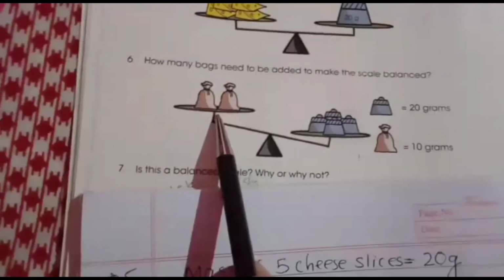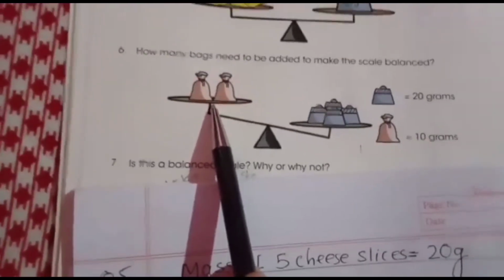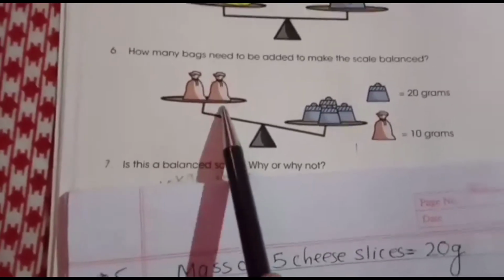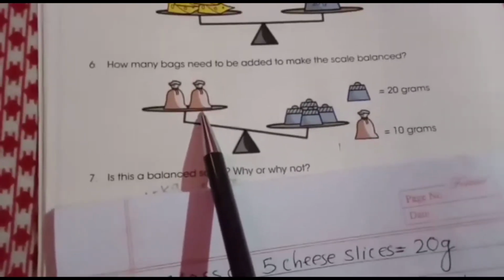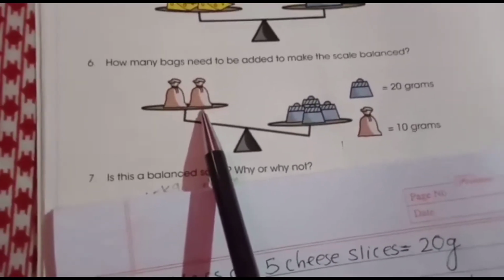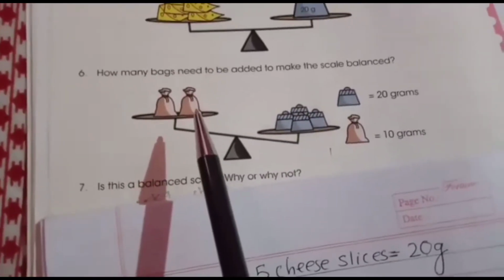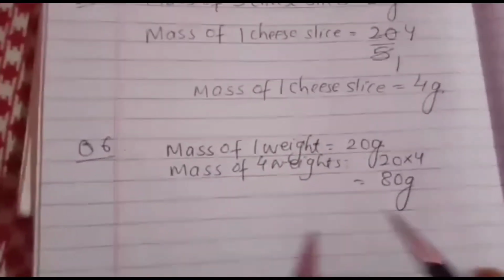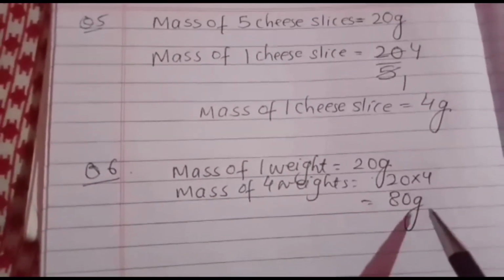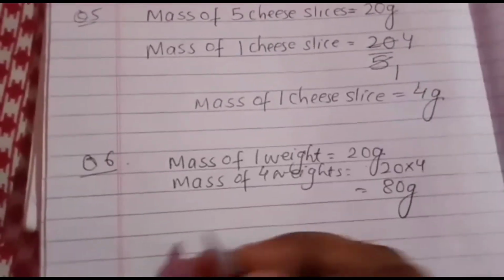Okay, first we will find the total number of bags on this pan, and already we have 2 bags. So what we will do? We will minus 2 from that total number of bags. Whatever we get after subtracting, that means we have to add that many bags. So now, this is the total mass of the 4 weights.